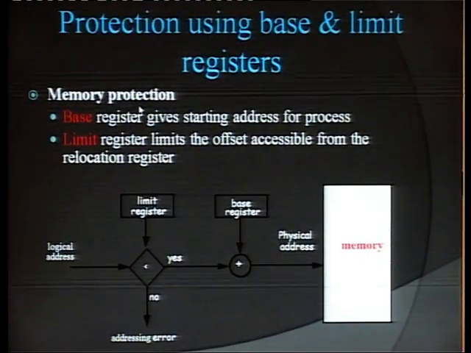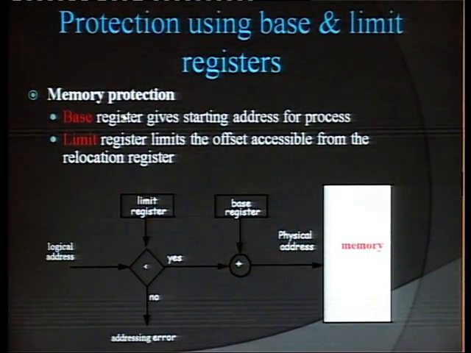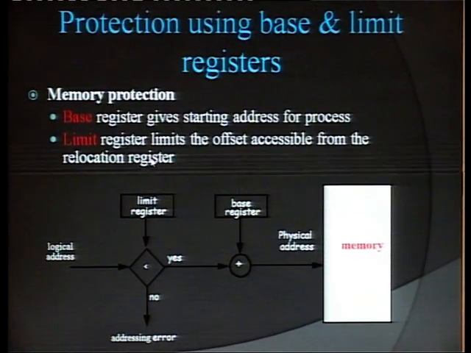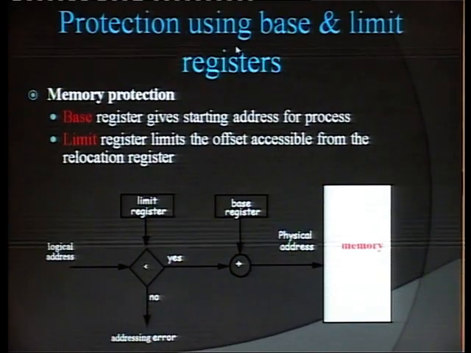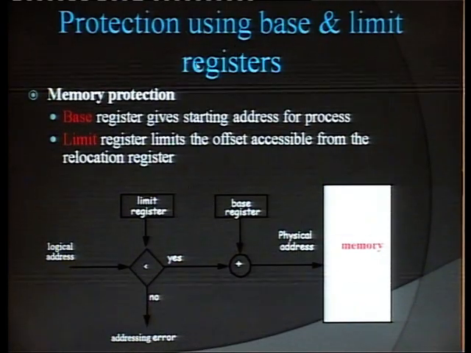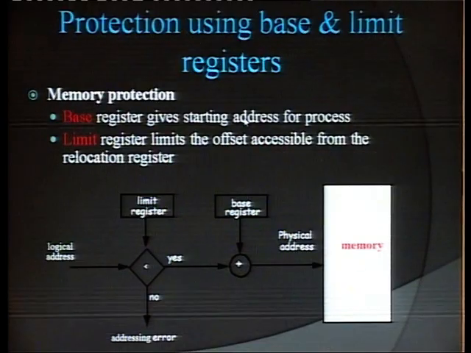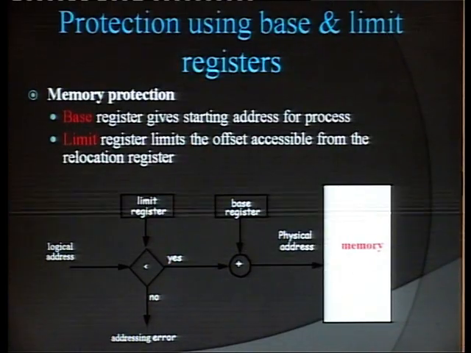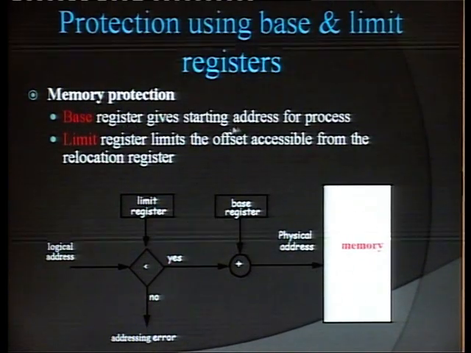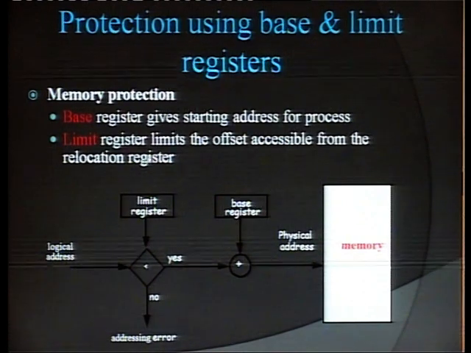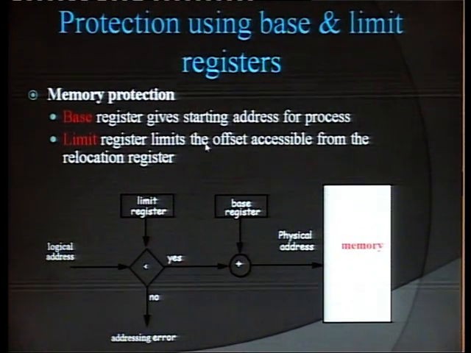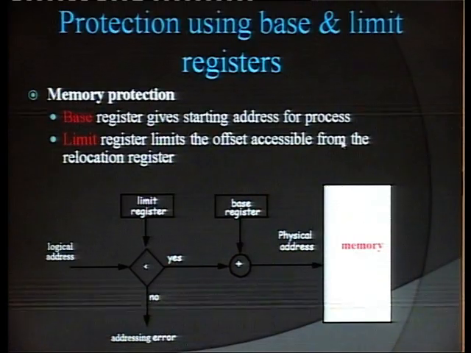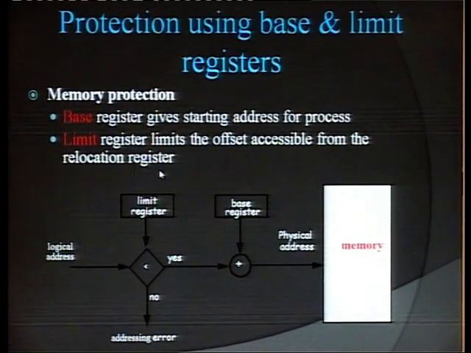There are a number of protections we use for locating a physical address. So how do we protect our physical address? Using base and limit registers. The base register gives the starting address for the process. The limit register limits the offset accessible from the relocation register.